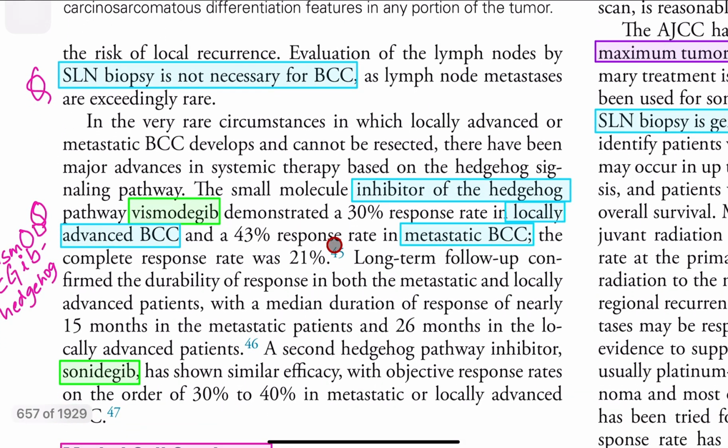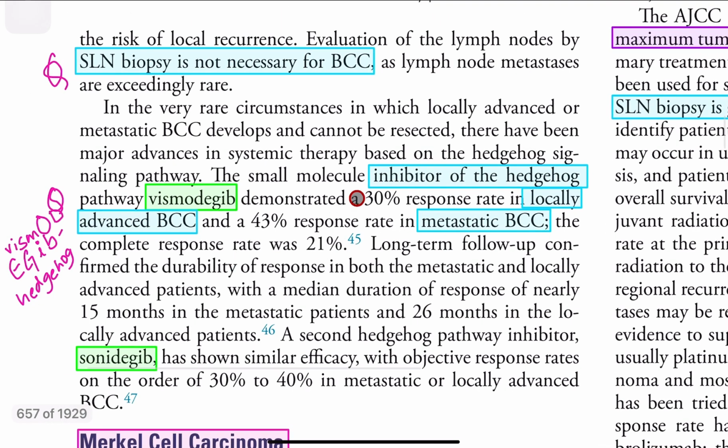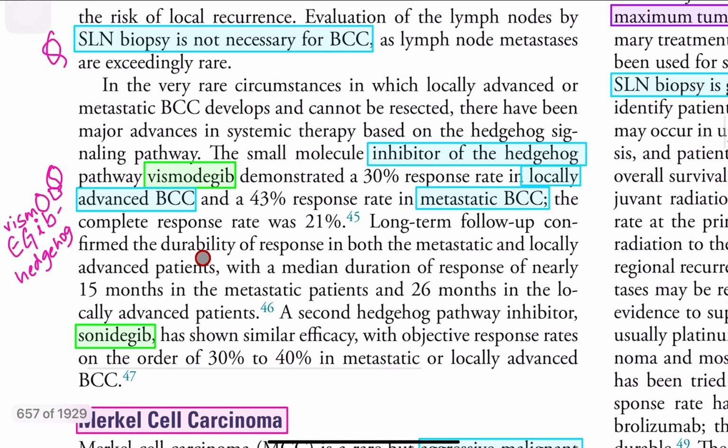And there is one inhibitor of the hedgehog pathway, that is vismodegib. Okay. In the name you can find the hedgehog spelling, a bit of the spelling, so you can remember it this way. There is E, G, B, O, all something similar you have to find. Okay. So this is used in locally advanced BCC and metastatic BCC. Okay.